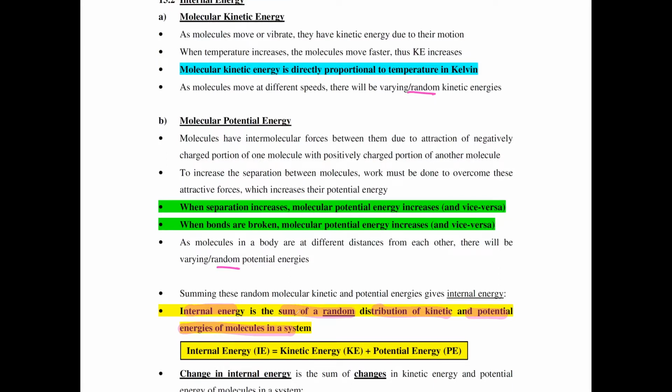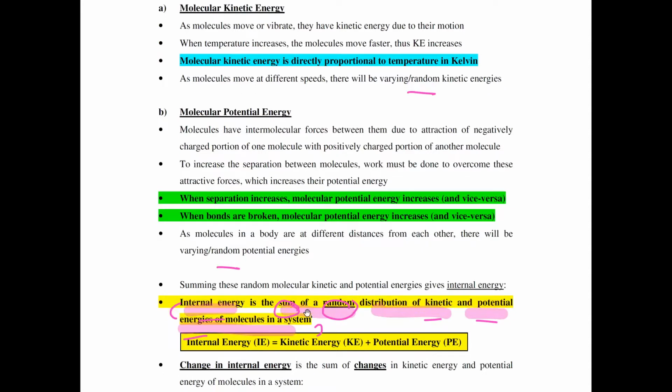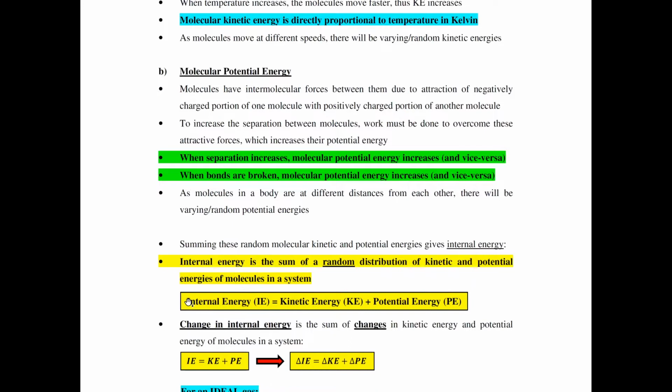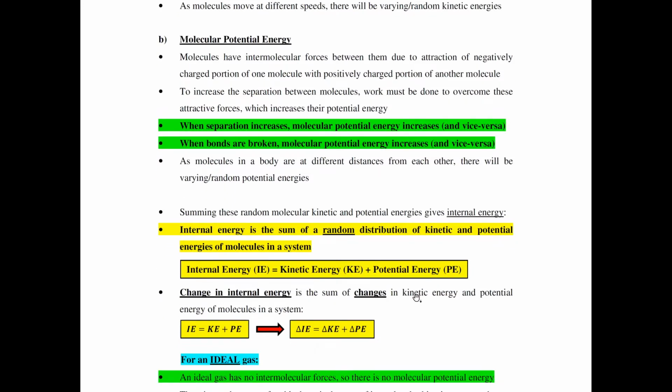If you sum up the random values of all these KE and PE of your molecules, you get a quantity called internal energy. This is a definition that always comes up for this chapter. They will always ask you to define what internal energy is, and you need to use this definition. Worded in an equation, it just means internal energy, i.e. U, is kinetic energy KE plus potential energy PE.